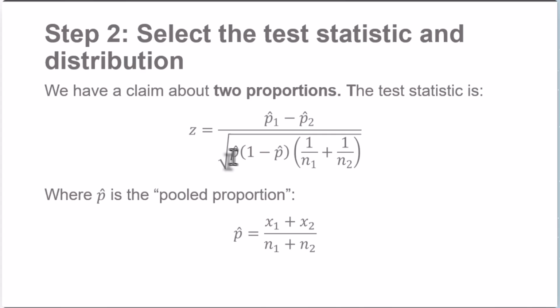In the formula inside that square root, we have p hat times 1 minus p hat. And then times 1 over n1 plus 1 over n2. So this is similar to the test statistic we had for a single proportion, but because we have two different samples, we have a combination of the two sample values.